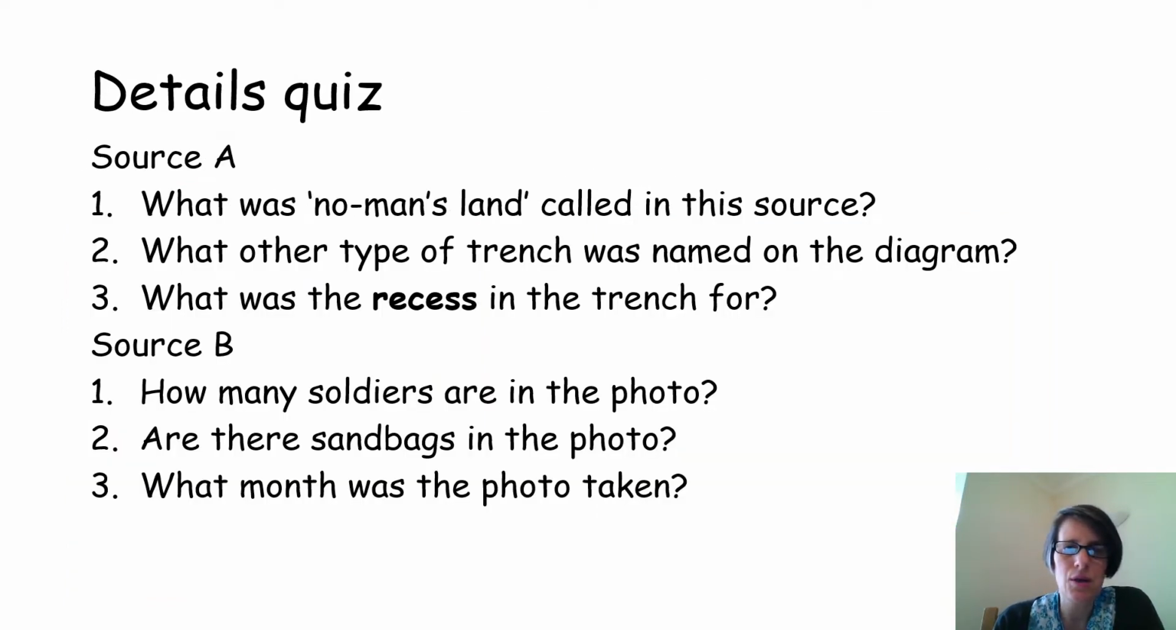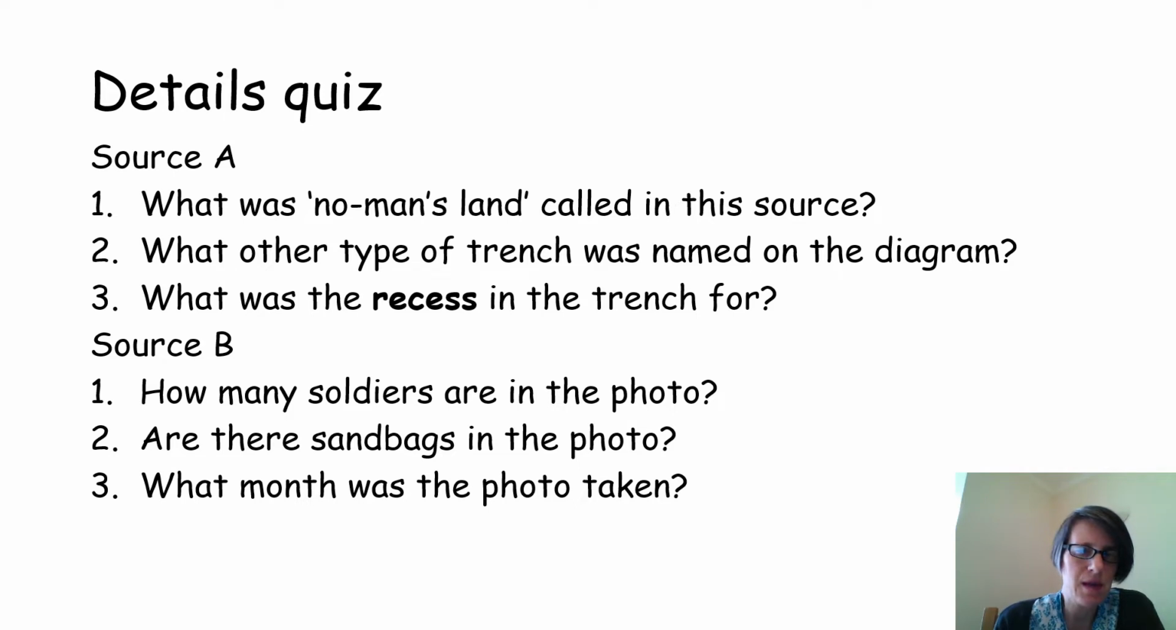So this is the quiz, so have a look and see what you can remember. In source A, could you remember what no man's land was called in this source? What other types of trench were named in that diagram? And what was the recess in the trench for? Recess is like a gap or a space.